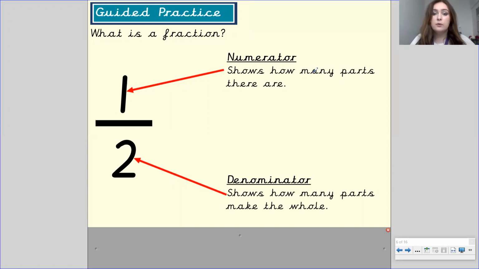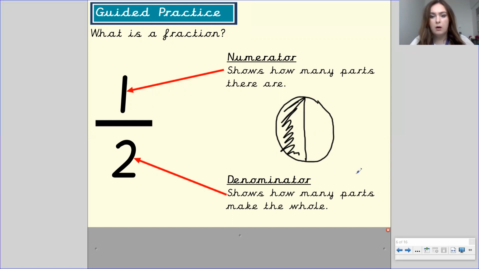So the numerator is on top, it shows you how many parts there are, and the denominator is on the bottom, and it shows you how many parts make the whole. So this here is 1/2, so you've got 1 part and you've got 2 wholes. So here would be your whole, you've got 2, and then one of them is how many parts you have. So this shows 1/2.